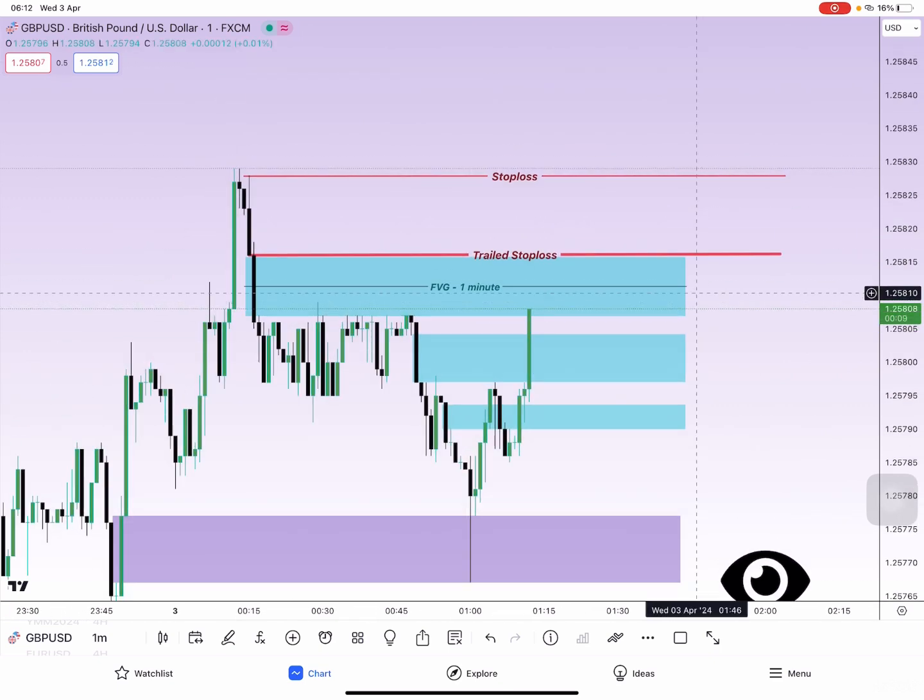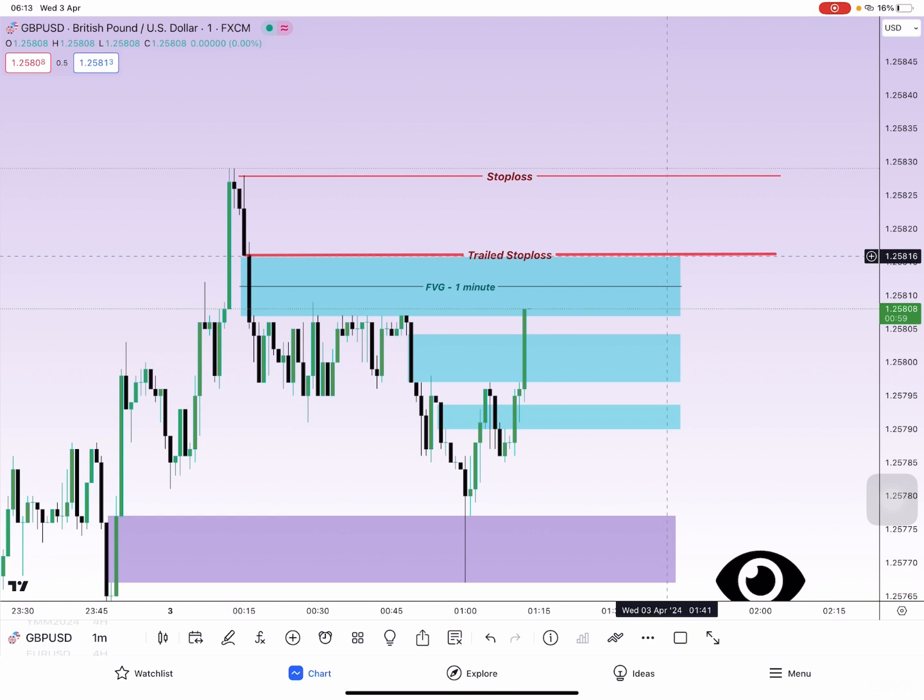So we are back to our 1 minute fair value gap, which was here. I want to see it getting rejected from the equilibrium position of this gap. If not, then I'm taking my stop loss above here.